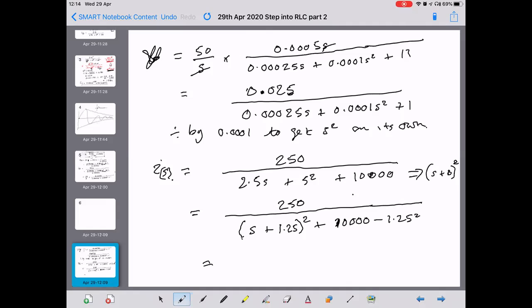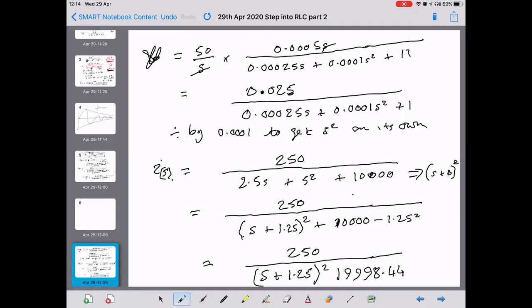You should get 250 over S plus 1.25 all squared. That's your perfect square bit. And your remainder is 19998.44. Shouldn't round that too much at that stage, because remember, you're going to take the square root of it in a minute to find.